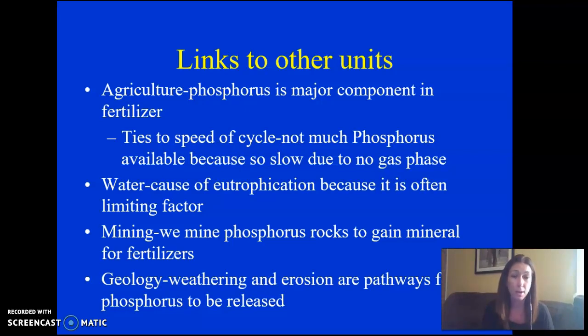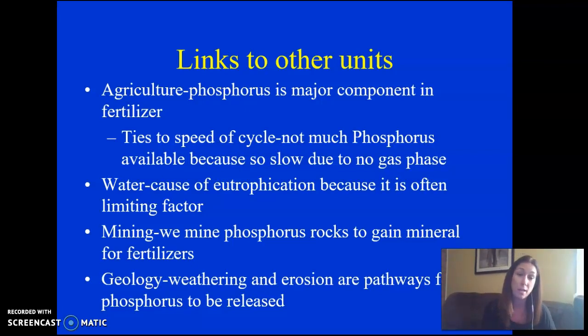So when we talk about mining, all the impacts of mining, such as habitat destruction, the use of heavy machinery that uses fossil fuels, that leads to air pollution. So the mining component could come into play, as well as geology, because this cycle is so based on weathering and erosion. So I think some of those key geology concepts could come into play, allowing that phosphorus to be free to be picked up by our primary producers and then their pathway into our herbivores.